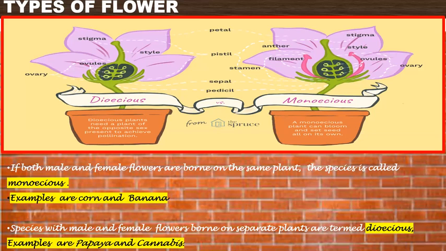Another type of flowers are monoecious and dioecious plants. If both male and female flowers are borne on the same plant, the species is called monoecious. Examples are corn and banana. Species with male and female flowers borne on separate plants are termed dioecious. Examples are papaya and cannabis.